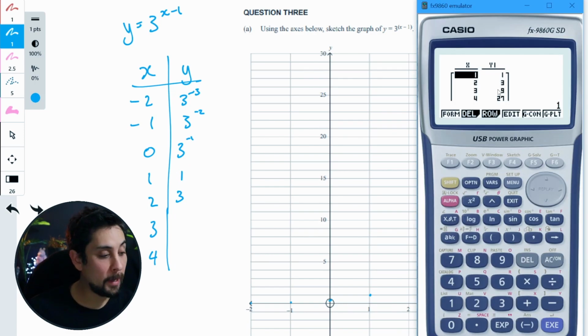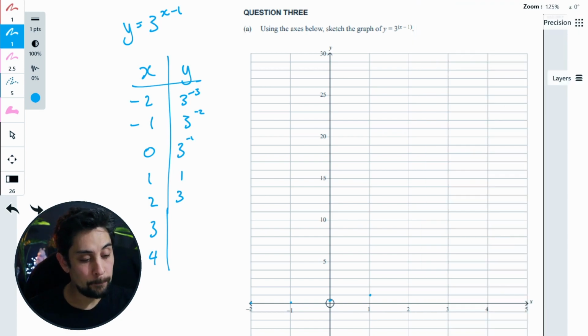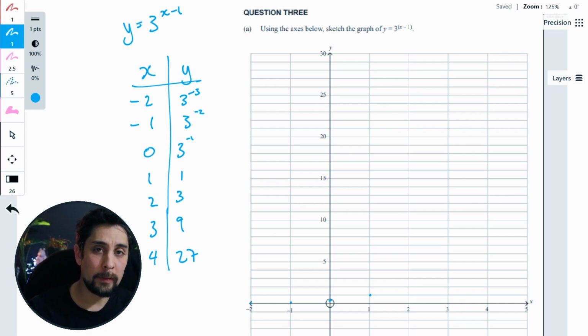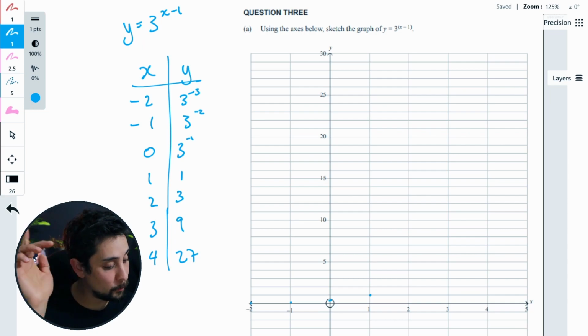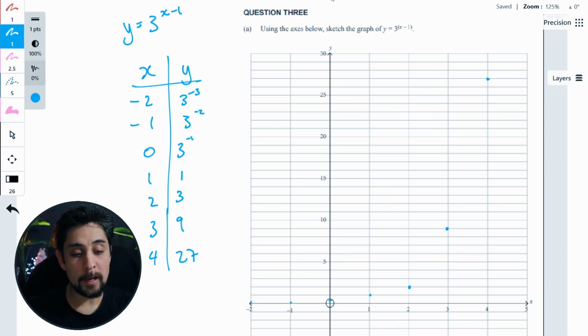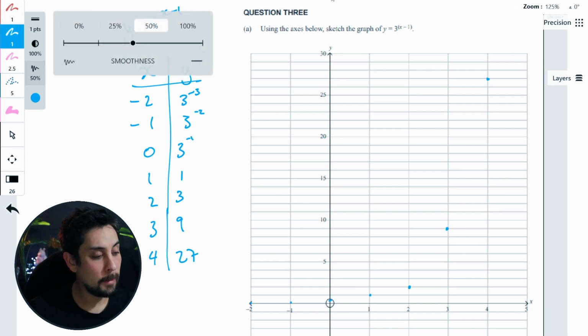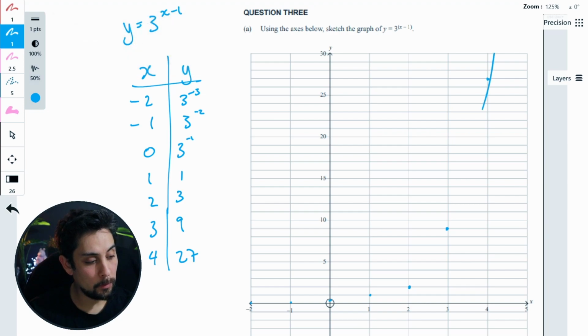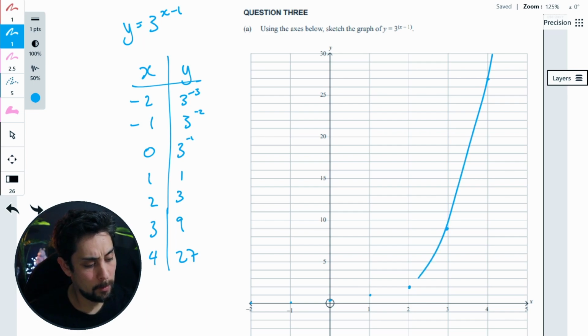Then we have 9 and 27, and the last number is 81. 9, 27, and 81. Now we're going to plot these points on the graph and then join them up with a nice smooth line. There it is. There's our points. Let's get out a nice smooth line, and we are going to join all those values up with a nice smooth line.